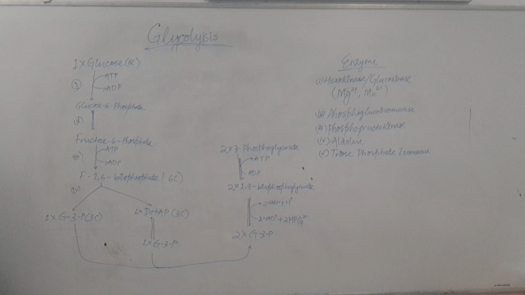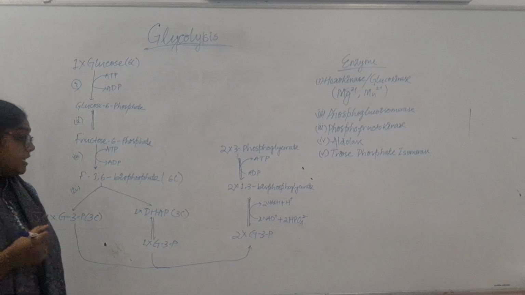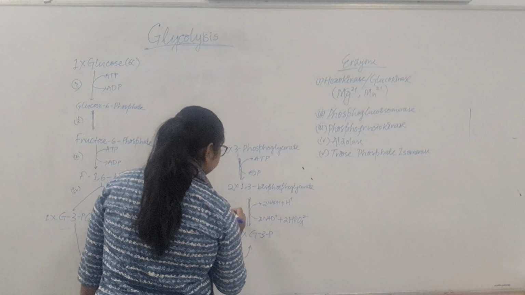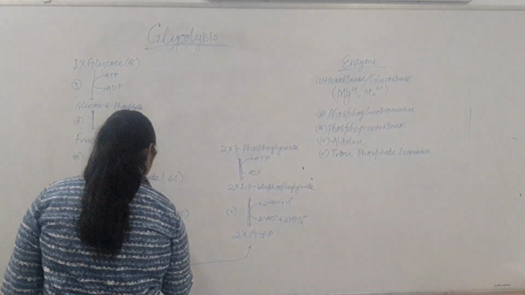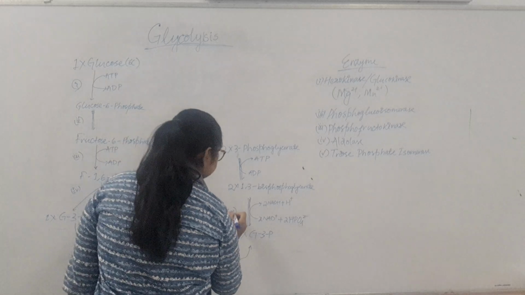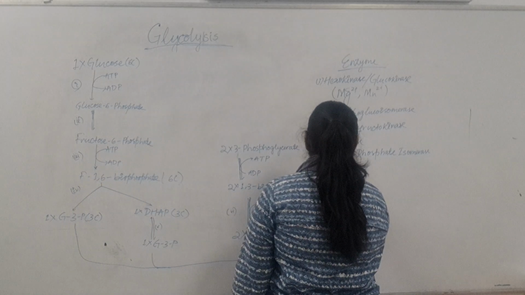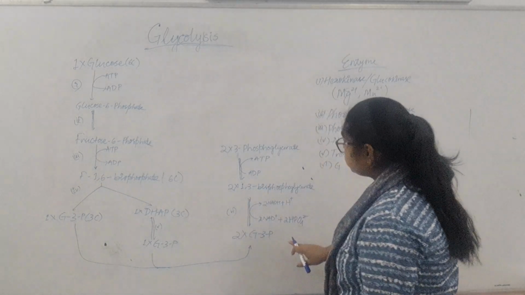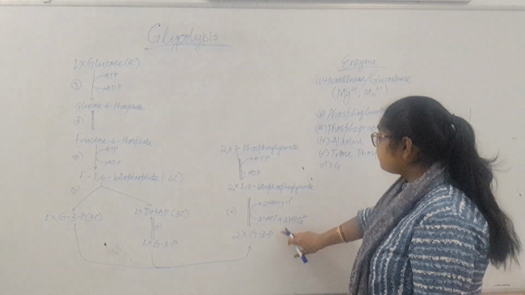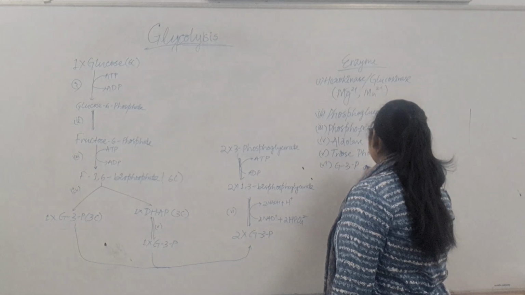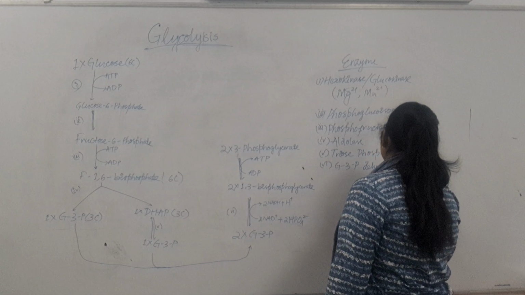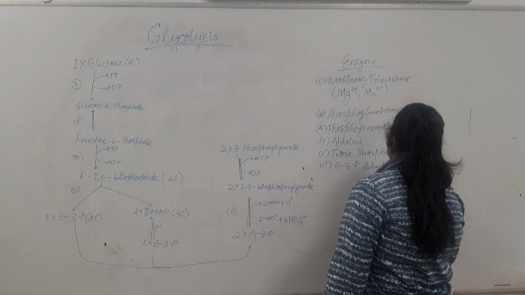Now the enzyme which is responsible for the conversion of glyceraldehyde 3-phosphate to 1,3-bisphosphoglycerate is, sorry, it is the fifth enzyme. So here this is the 6th enzyme. The enzyme responsible for conversion of glyceraldehyde 3-phosphate to 1,3-bisphosphoglycerate is glyceraldehyde 3-phosphate dehydrogenase.